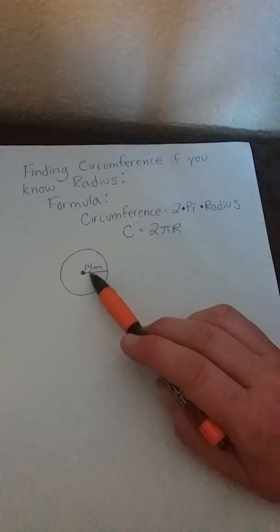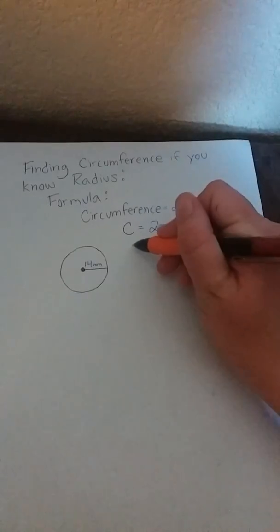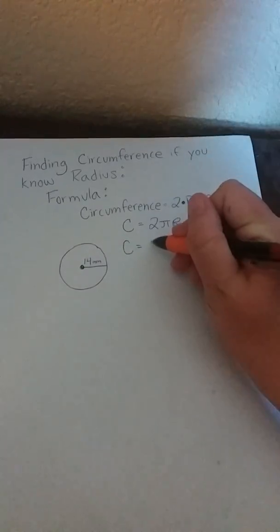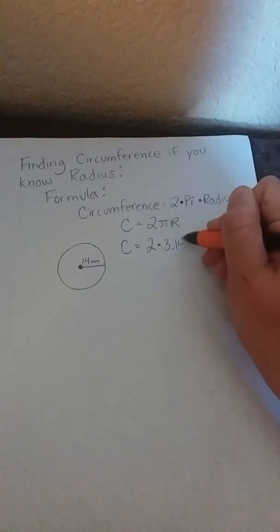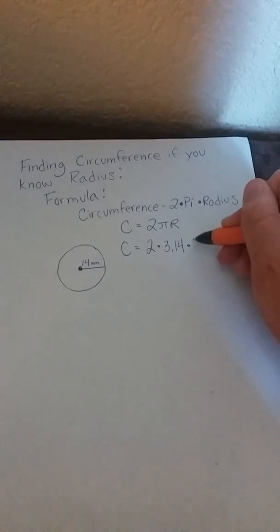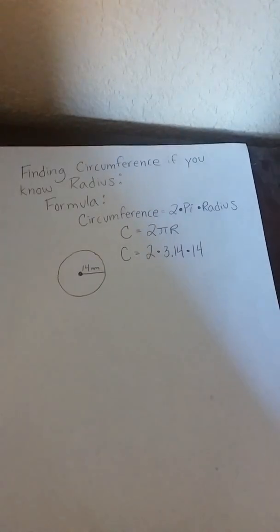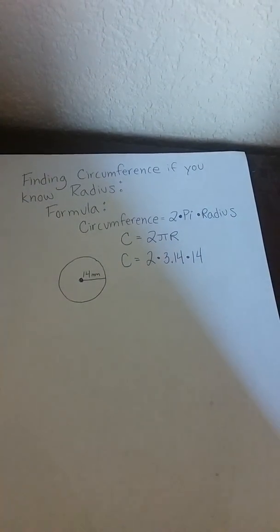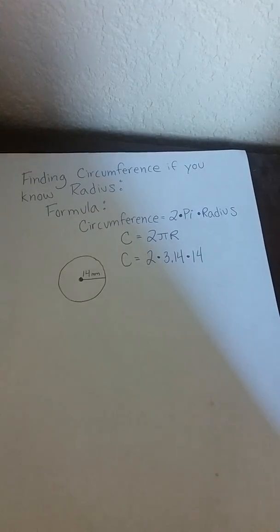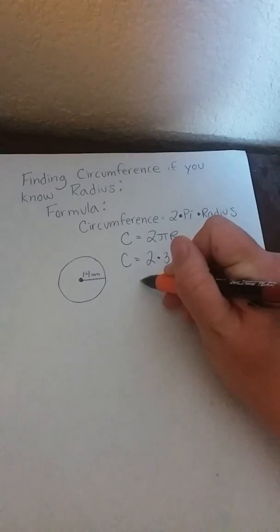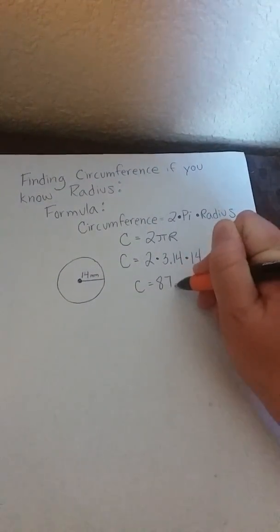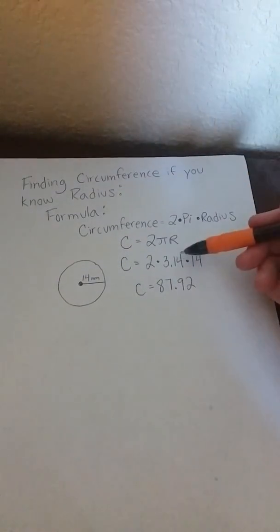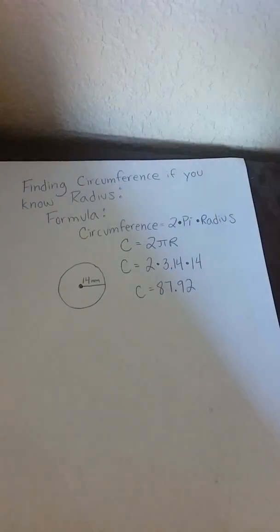If you know the radius, in this case is 14, we can again plug that in. So 2 is just going to stay 2. I'm going to approximate 3.14 for pi. And then my radius, I'm going to plug in 14. I put that into my calculator, so I do 2 times 3.14 times 14, and I get that C is about 87.92. Now again, this is an approximation because 3.14 was an approximation.